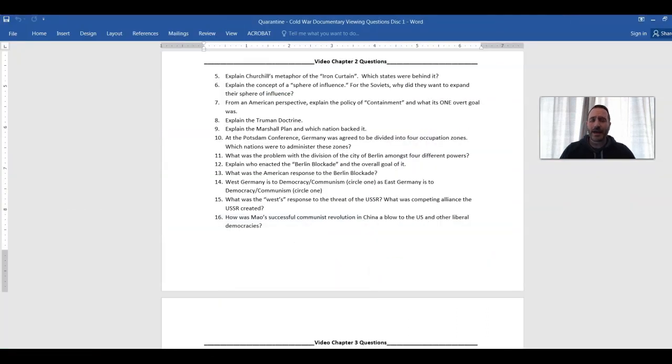All right, and then number 16, and this is the end of the second chapter. How is Mao's successful communist revolution in China a blow to the US and other liberal democracies? So the first communist state in the world was the Soviet Union, right? That happens in 1917 with the Bolshevik Revolution. In 1949, China has a civil war, and from that civil war, we see the emergence of Mao and the Chinese Communist Party, the CCP, basically take control of China.